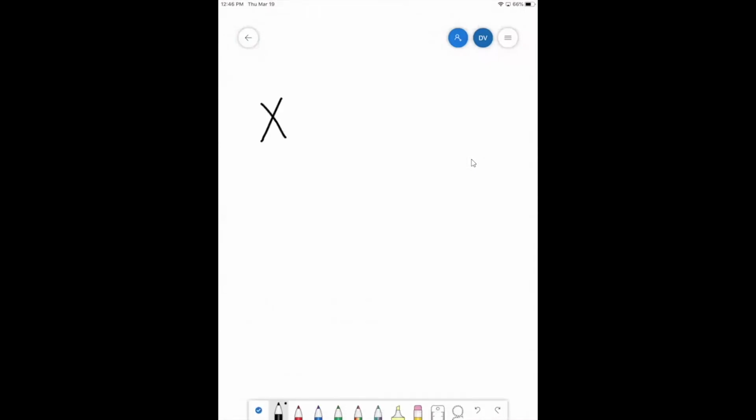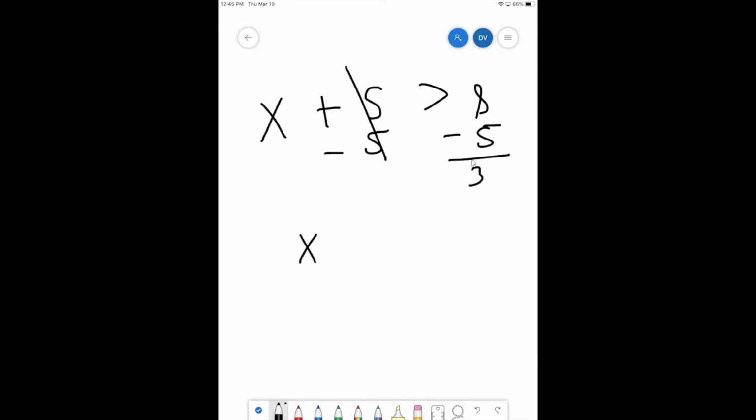x plus 5 is greater than 8. So we just want the variable by itself. So we want to subtract 5 from both sides. It's going to cancel out. 8 minus 5 is 3. So now we just have x is greater than 3.